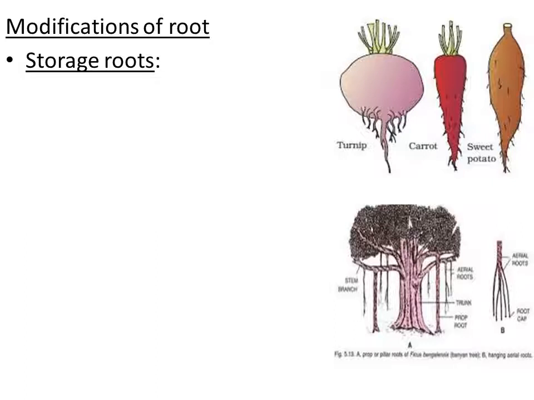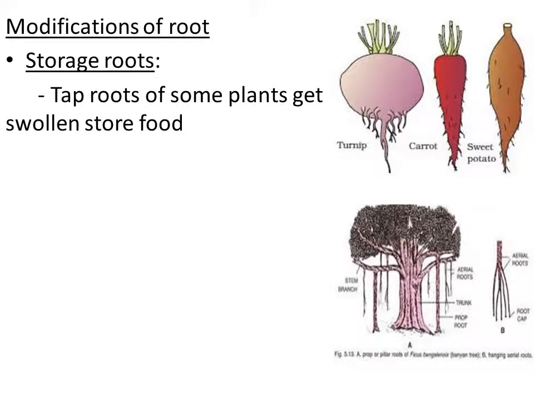So if the root is modified for the storage of food material, such roots are called storage roots, right? In dicot plants, the taproot gets swollen in order to store the reserve food material. So why does the taproot become swollen? Because it stores food. When the food gets stored, automatically the taproot will increase in size. That means it will become swollen, and such roots are called storage roots.